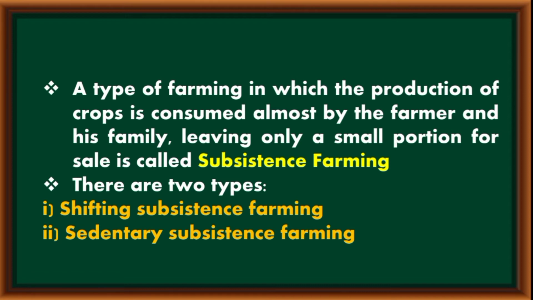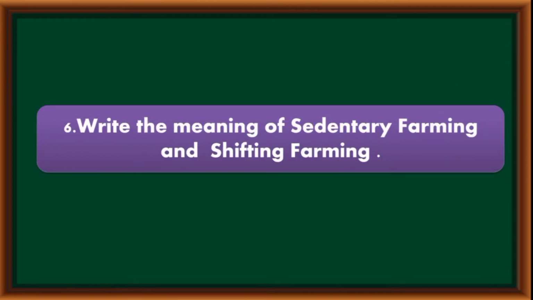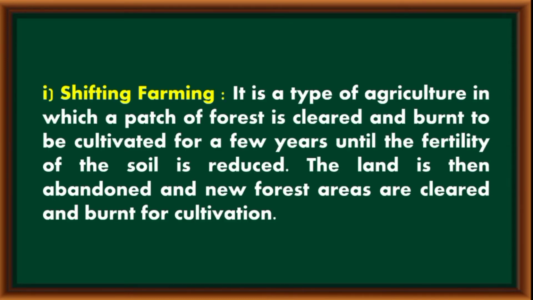Let's move to question number 6. Write the meaning of sedentary farming and shifting farming. Answer is shifting farming. It is a type of agriculture in which a patch of forest is cleared and burnt to be cultivated for a few years until the fertility of the soil is reduced. The land is then abandoned and new forest areas are cleared and burnt for cultivation.